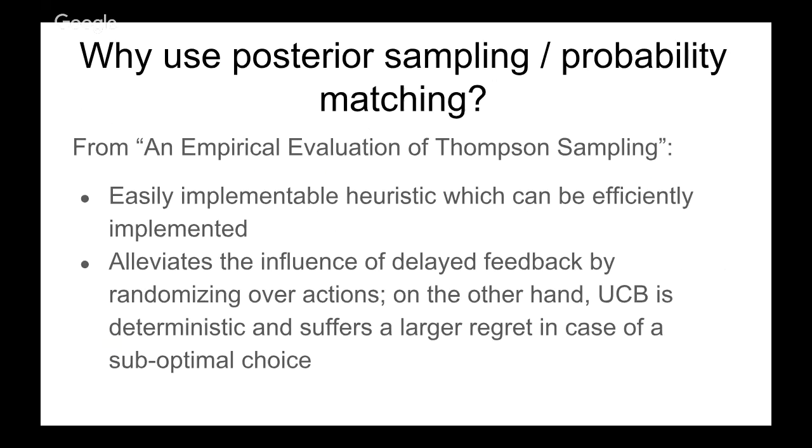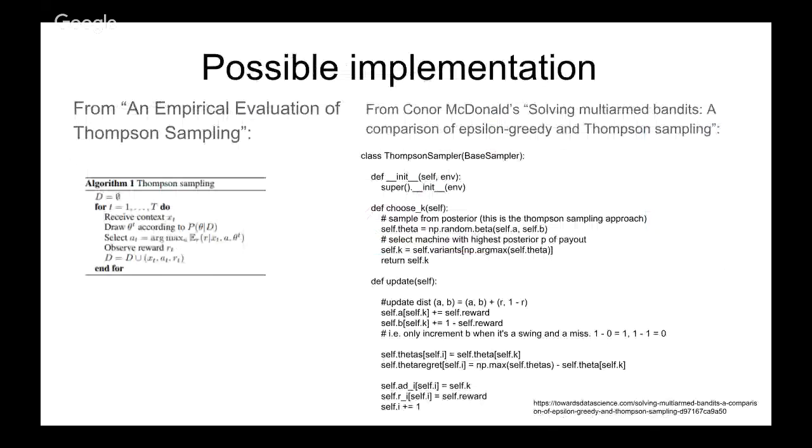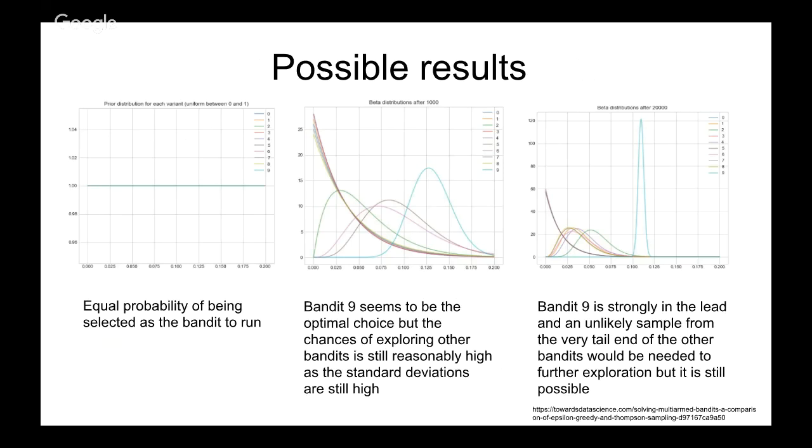These are recommended ways of how you could implement it. And then on the right is code that someone managed to write for Thompson sampling, and these are the results that they got. I thought this was quite intuitive for understanding how it's working. So basically you start off with the priors, and then as the posteriors get updated, you eventually get a very good idea of what the actual distributions behind each bandit are.